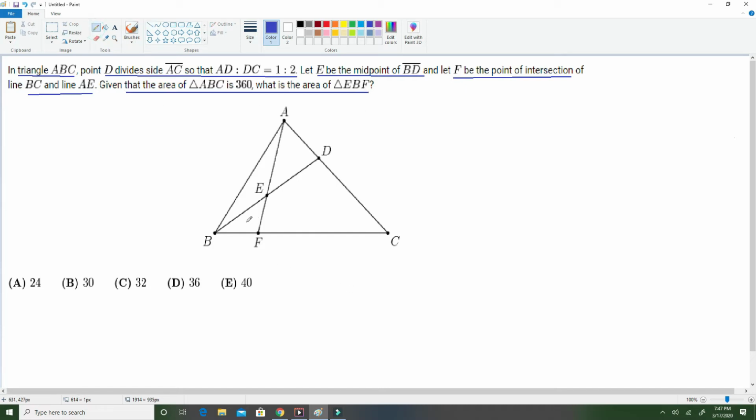Right now, we're trying to find the area of triangle EBF, but we don't really know anything about it. So let's label it as X. What do we know? We know that the area of triangle ABC is 360, and that will probably be crucial to finding the area of EBF, as the only other information we got is the 1:2 ratio between AD and DC. So if AD and DC are in a 1:2 ratio, and we label AD as A in this case, because we already have X there, then DC must be 2A.